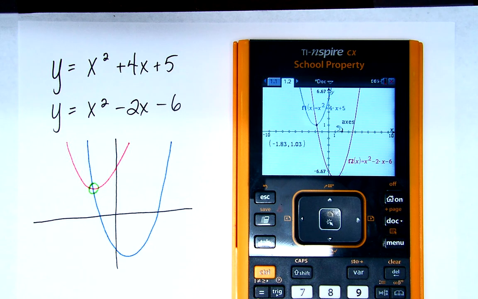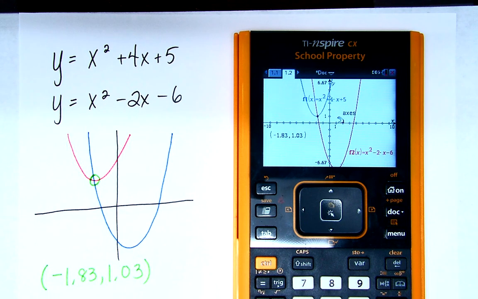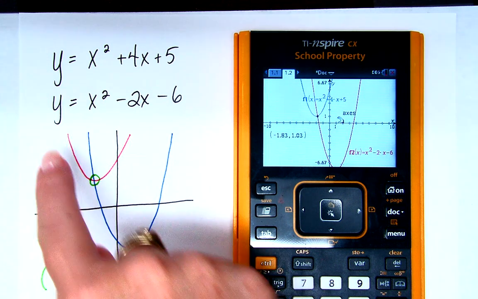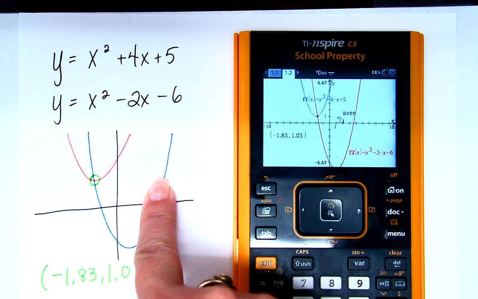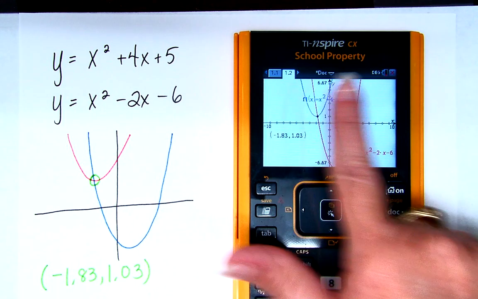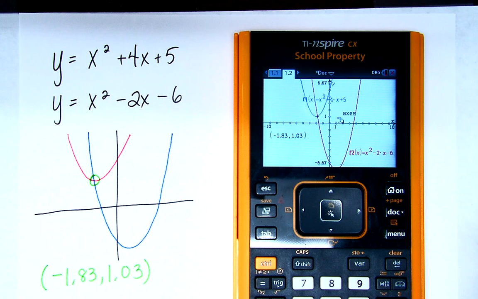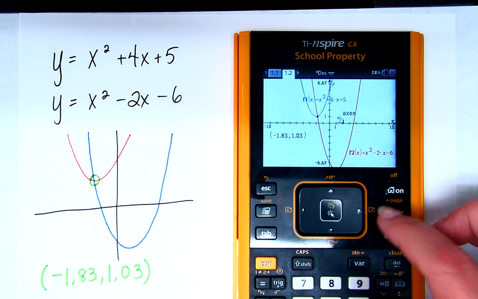So what is my solution? Negative 1.83, comma 1.03. Any questions? What if this red one went like this and there was a solution here and a solution here? Could I just put my lower bound here and my upper bound here and see both of them at the same time? No, the calculator won't let you do that. You just have to do that twice.